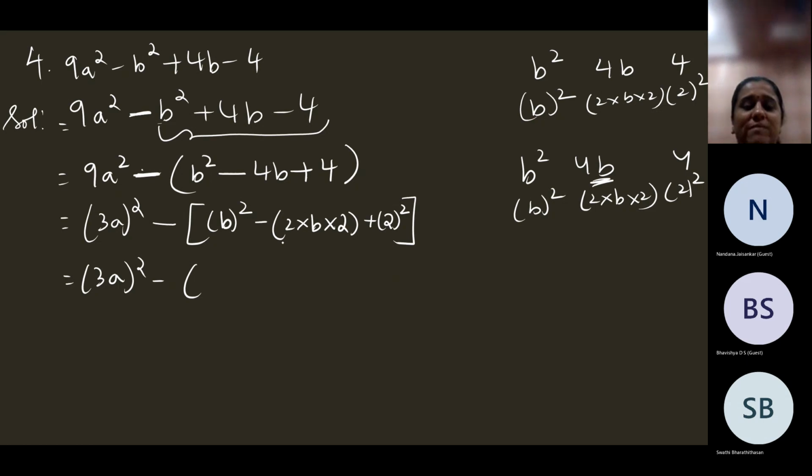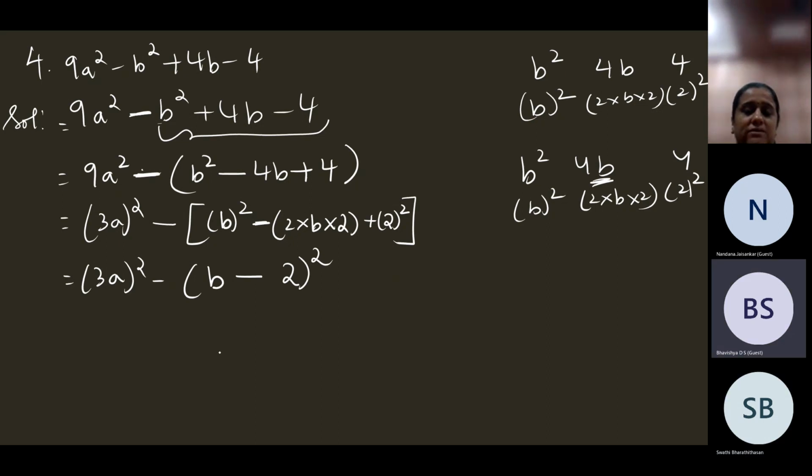Because it looks like x square minus 2xy plus y square, the answer is x minus y the whole square, because of the minus 2xy. So x minus y the whole square. This is x, this is y. x minus y the whole square. Is this clear? Yes, ma'am. All of you? Nandana, Bhavishya? Yes, ma'am.